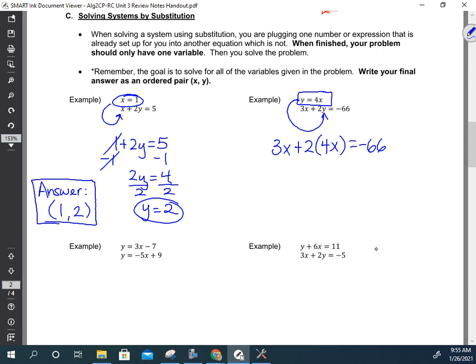If you're asking yourself, well, how do I know that I set it up correctly? You should only see one letter of the alphabet in your problem if you plugged it in correctly. If you still have 2 letters of the alphabet in the problem, we've got a problem. Something ain't right.